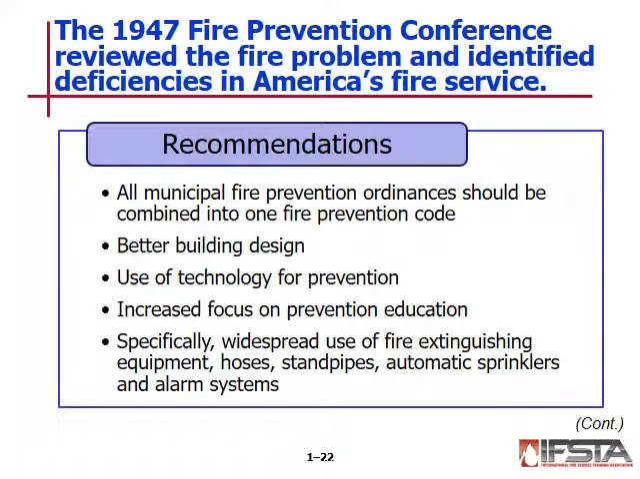The report also recommended better building designs, the use of technology for prevention, and an increased focus on prevention education. Specifically, the report recommended the widespread use of fire extinguisher equipment, hoses, standpipes, automatic sprinkler systems, and alarm systems in buildings.